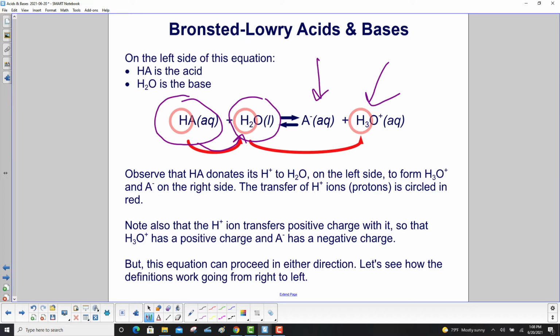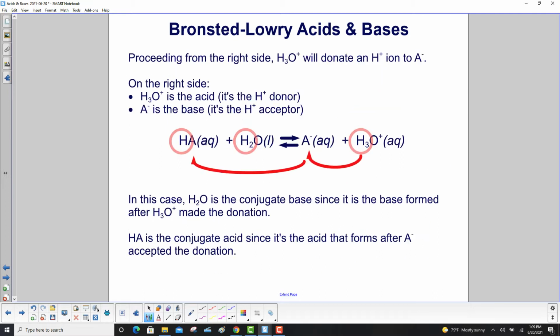The transfer of protons is circled in red. Over here to there, and over here to here. Note also that the H plus ion, again otherwise known as a proton, transfers positive charge with it, so that the hydronium ion has a positive charge and A minus has a negative charge. But this equation can proceed in either direction. Let's see how the definitions work going from right to left.